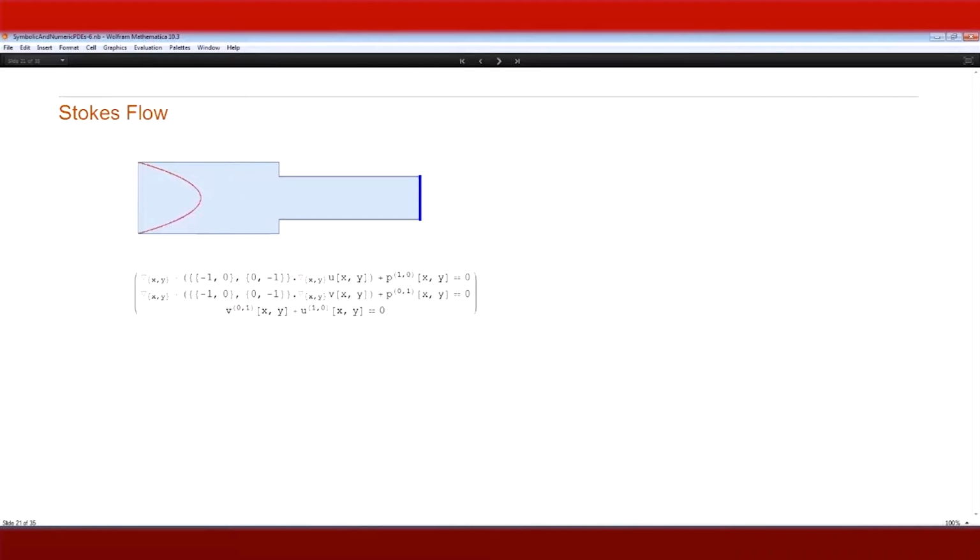As another example, let's look at Stokes flow. Stokes flow is a system of 3 coupled PDEs, and they're depicted below. We have u and v as velocity components and p as a pressure. The example we'd like to analyze now is a narrowing channel. On the left-hand side, depicted in red here, we have an inflow boundary condition that specifies the velocity in the u direction. The u direction is equivalent to the x direction. And on the right-hand side, we specify a pressure 0 at the outflow.